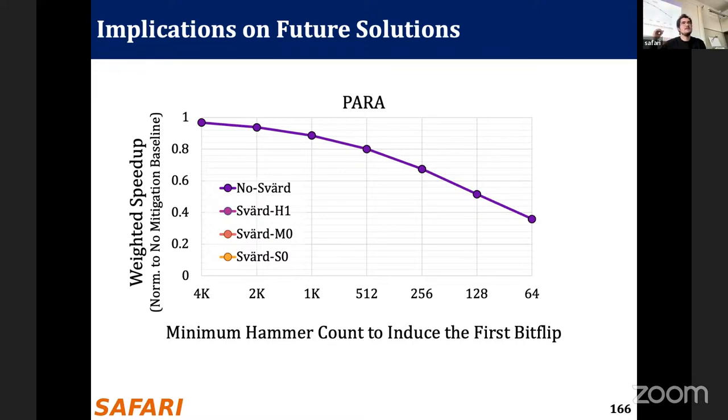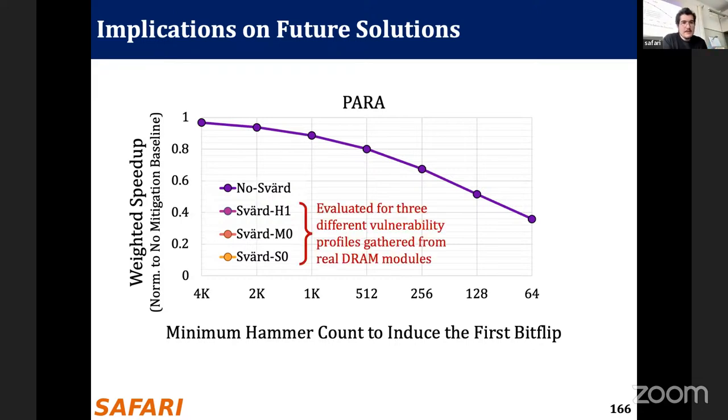This is similar to the plot you've seen before in the Revisiting RowHammer paper. PARA's overhead increases significantly as the RowHammer threshold reduces. And we plot three lines for SVARD that are tuned for the characterization profiles from one module from each of the H and S manufacturers.